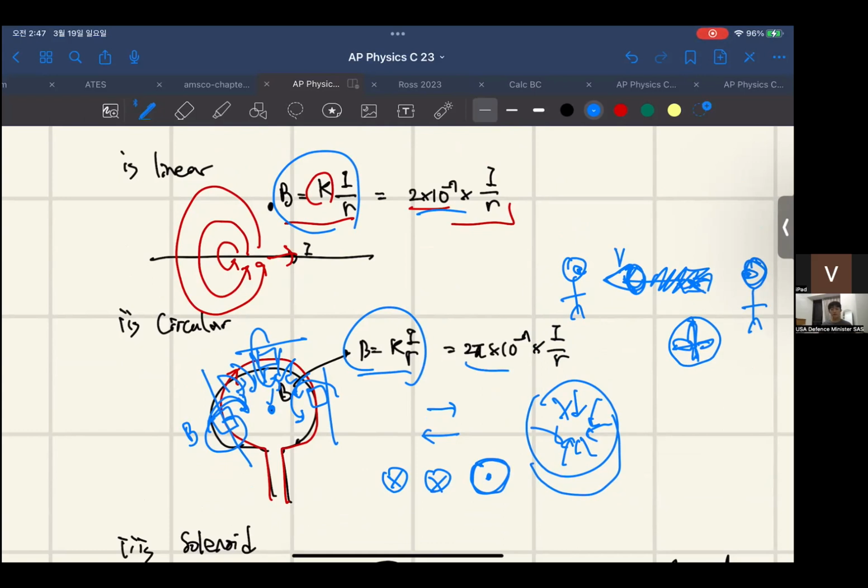Now, it's not going to be painfully hard to memorize this formula, because this pi actually makes sense. Why? Because it's a circular path. In a circle, you can correlate a circle with a pi, right? You can kind of connect it and memorize it. So it's not going to be too bad.